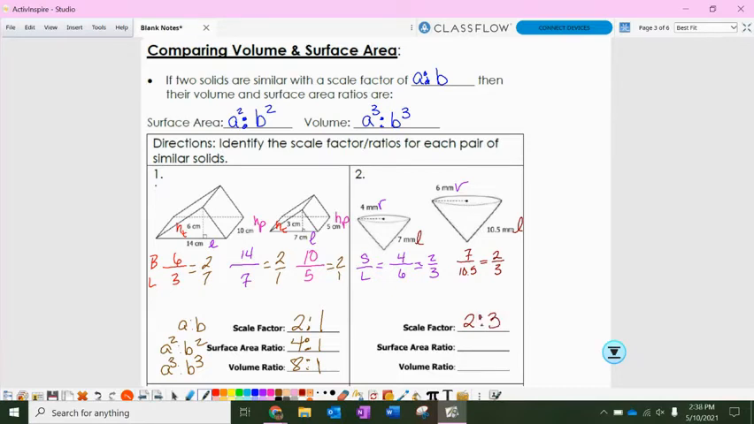Remember, if they didn't simplify down to the same thing, then they would not be similar, and you can check that by plugging it in your calculator. Okay, so if this is our scale factor A to B, then the scale factor for surface area, because area is square units, is going to be A squared to B squared. So that's going to be 2 squared, which is 4, to 3 squared, which is 9. For the volume ratio, it's going to be A cubed to B cubed. And so that's going to be 2 cubed, which is 8, to 3 cubed, which is 27.